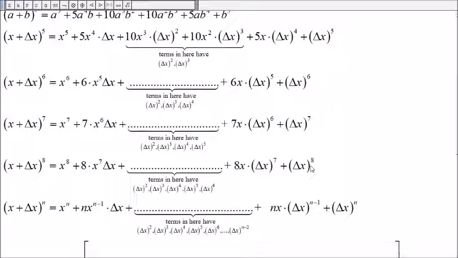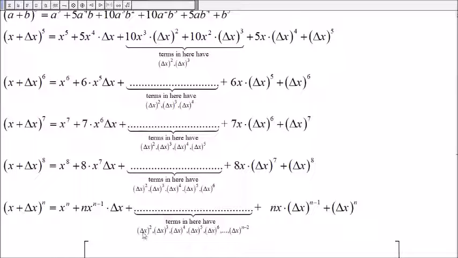And now let's see if we can get the formula for x plus delta x to the n. It's n here, so we can get x to the n. And then we get n here, and then 1 less. So if it's 8 here, it's 7 here. If it's 7 here, it's 6 here. So if it's n here, then it'd be n minus 1.